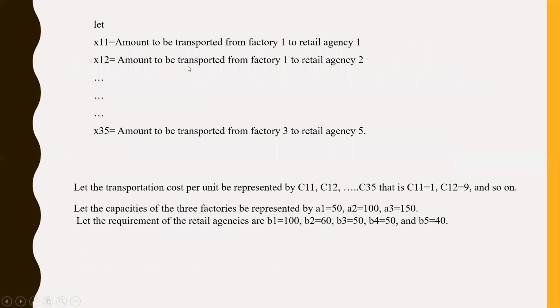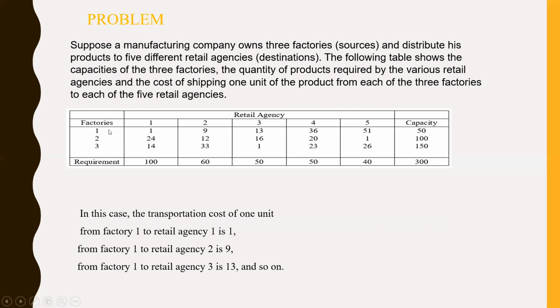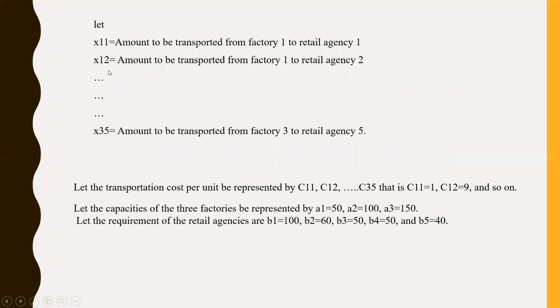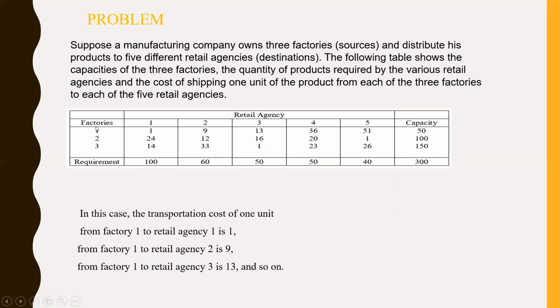x11 is the amount to be transported from factory 1 to retail agency 1. That is X11. We assume the cost for transporting from factory 1 to retail agency 1. Similarly, X12 is the amount to be transported from factory 1 to retail agency 2.